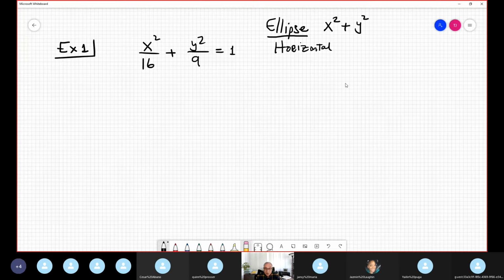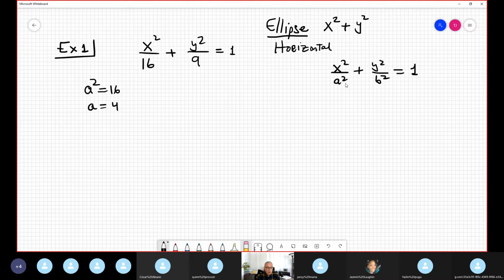So it's obvious to compare this equation with the equation that you know, the standard form. A squared is 16, therefore A is 4. You take the square root, but you take the positive value only because we are talking about distance. And likewise, B squared is 9, so B is 3.